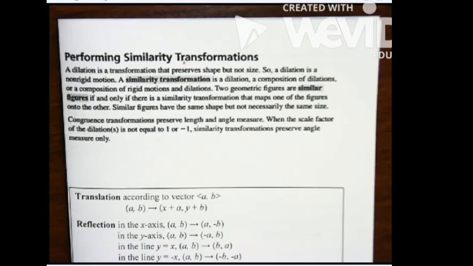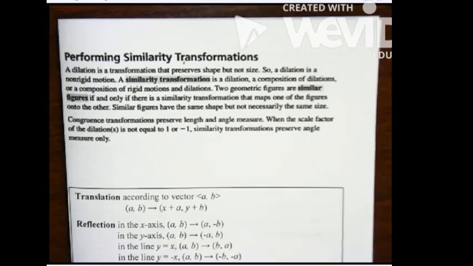Now, last time we looked at dilations in the last video, and we saw that it did not maintain the figure's size. It changed the size. It didn't change the shape, but it did change the size. And it is a similarity transformation because it is the same shape, but a different size. So it's similar. A dilation is a transformation that preserves shape but not size, so a dilation is a non-rigid motion.